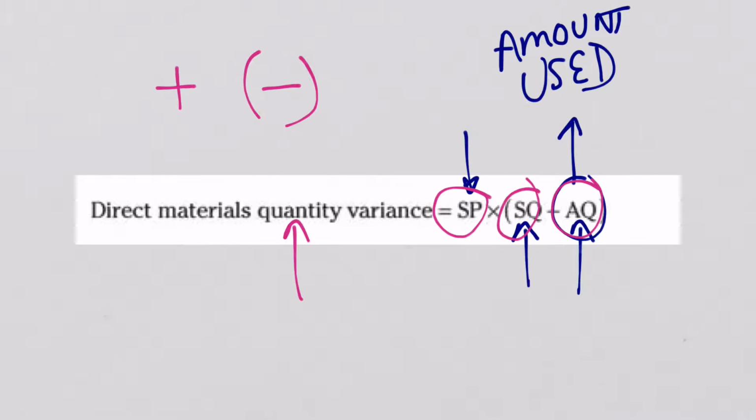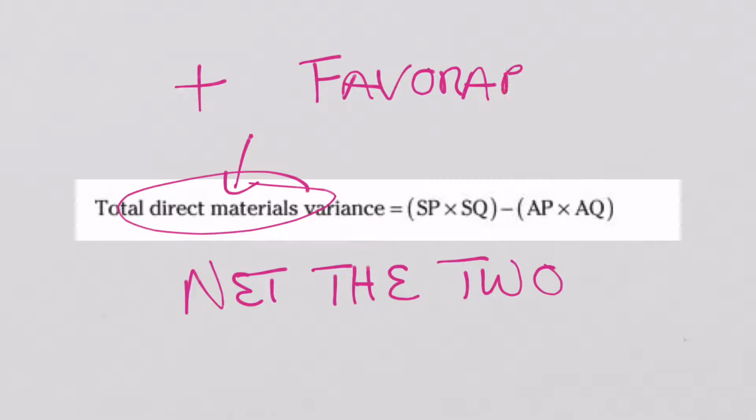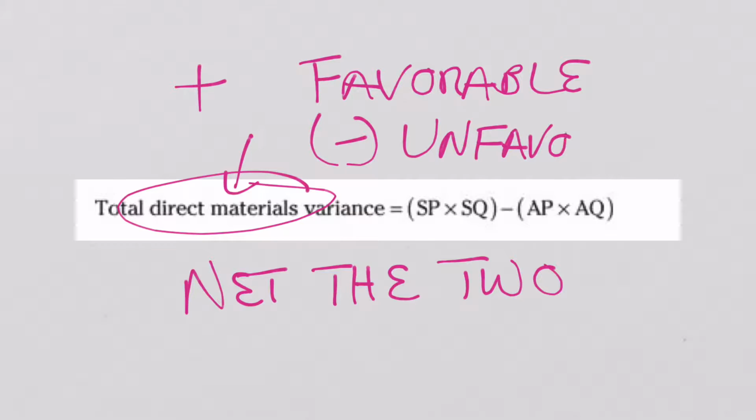The two numbers, the price variance and the material quantity variance, will be netted together. So you net the two, whether they're both positive, both negative, or one's positive and one's negative. Whatever you get, if you get a positive number, that means it's a favorable variance overall for materials. And if you get a negative number when you net the two together, it means, you figured it out. Wow, good.